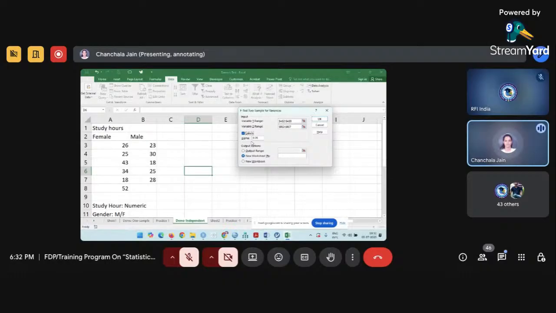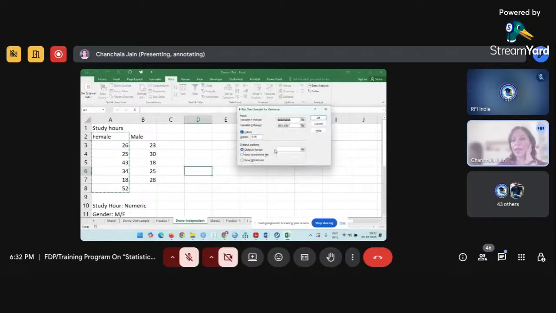Alpha is by default 5%. If you wish to change it, you can come into the box and use your keyboard to change it. But I'm not changing it. I want to test this hypothesis at 5% only. Going down in the output options, I will go with the first one. I will generate my output in the same sheet, but it is up to you in whatever way you want to get your output. I think this is all you need to do. Now we need to click on OK. May I click on OK?